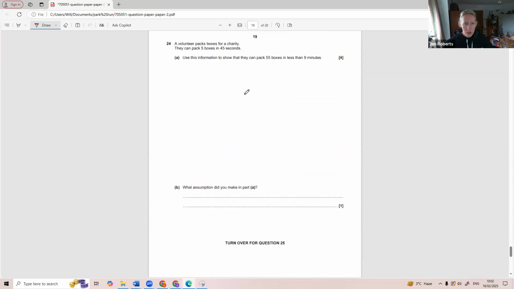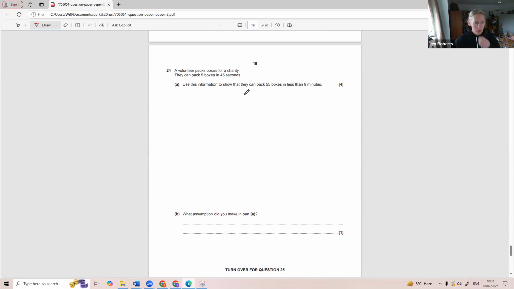Okay, two more questions. A volunteer packs boxes for charity. They could pack 5 boxes in 45 seconds. Okay, so 5 boxes in 45 seconds. I'm going to think, well, how long does it take for one box? Divide by 5. 45 divided by 5 is 9. So we're going to say one box is 9 seconds. So what would it be for 55 boxes?